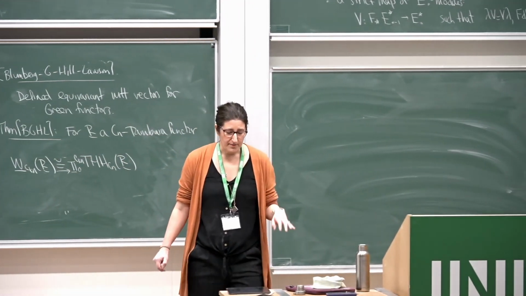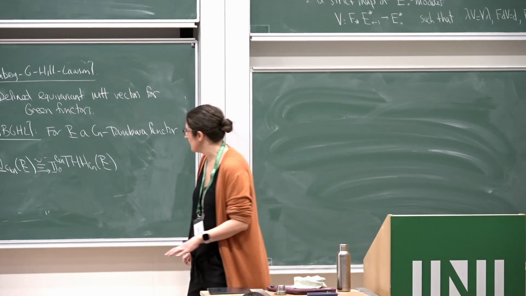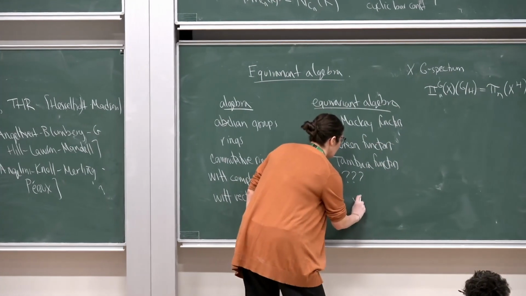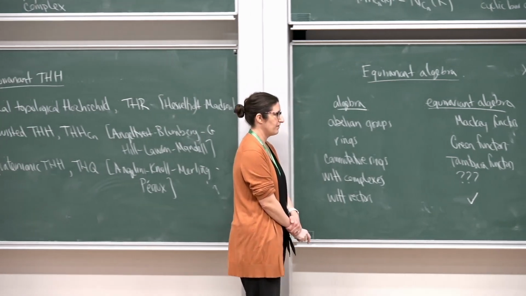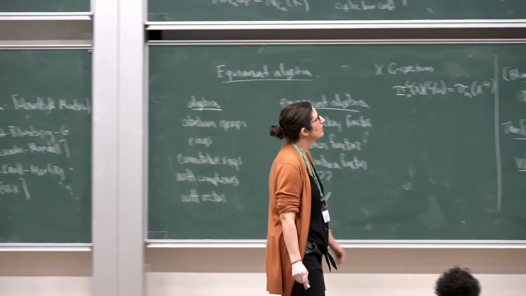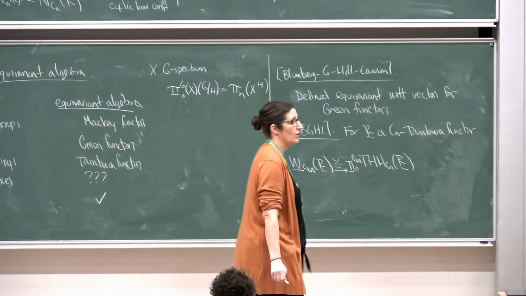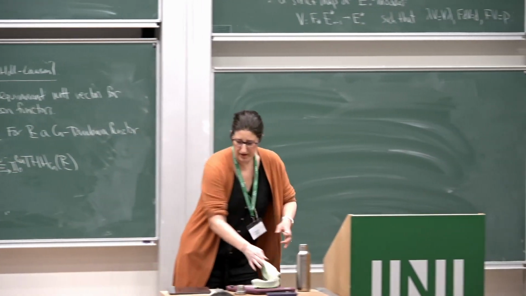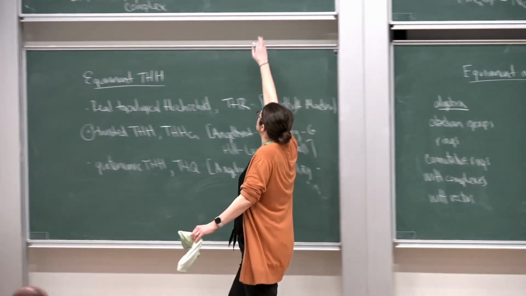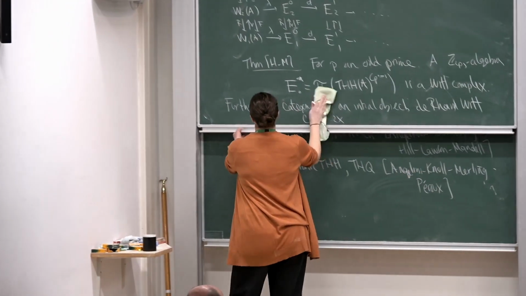Okay, so that seems promising. We do have a way of thinking about Witt vectors in the equivariant algebraic setting. And so now we want to think about a Witt complex. So the question becomes, what is the algebraic structure above degree 0?